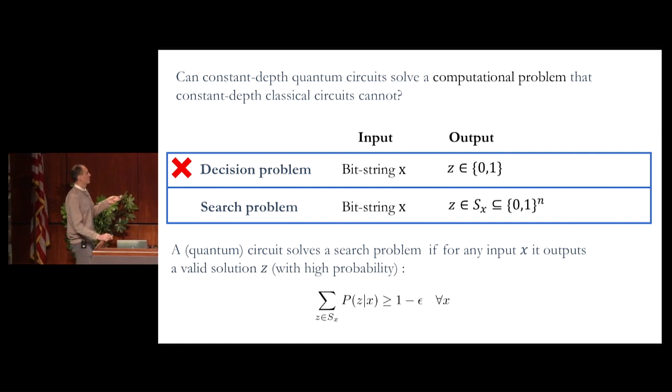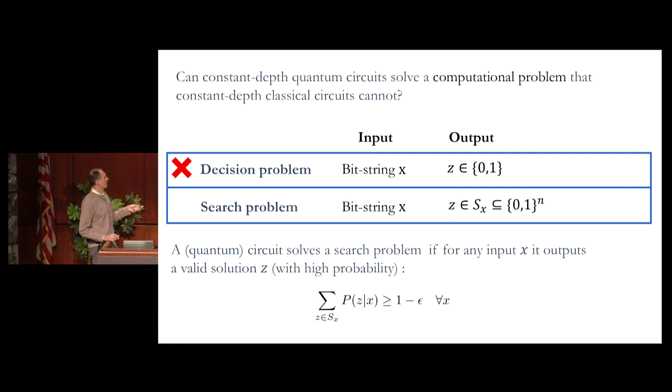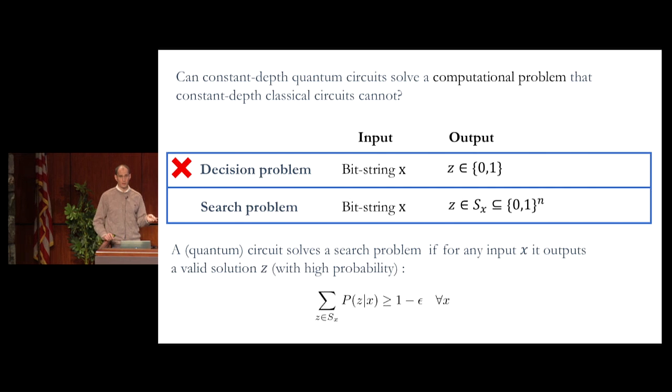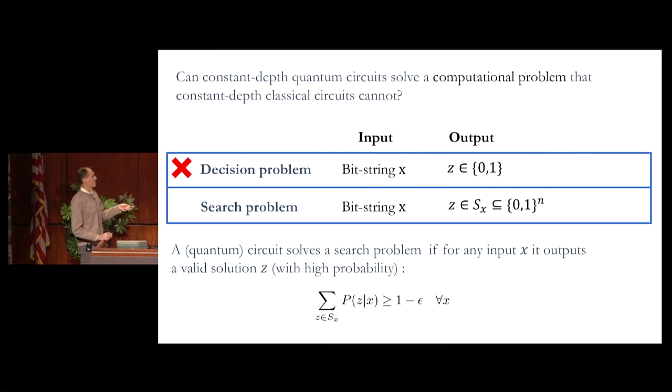We can say that a quantum circuit solves a search problem if for any input X, it outputs a valid solution, perhaps with some small error probability epsilon. So we want to have this condition for any input X. Remember that this thing is the output probability distribution of the circuit.